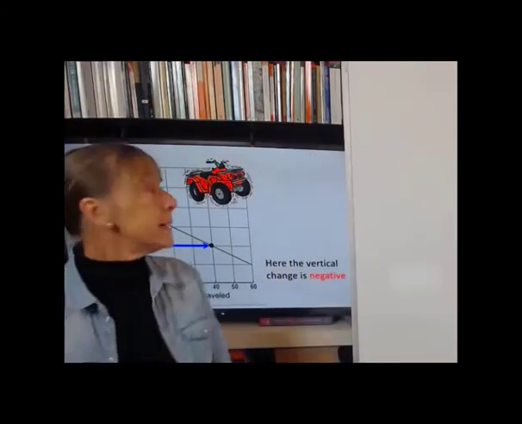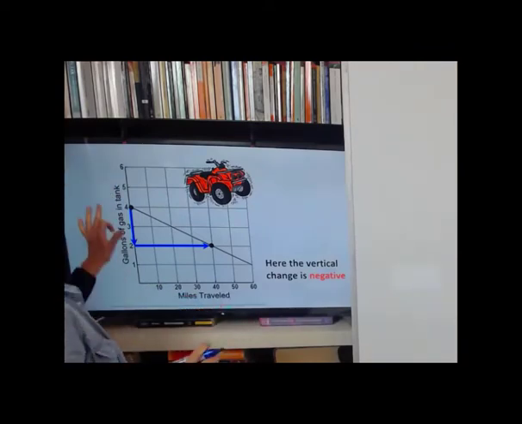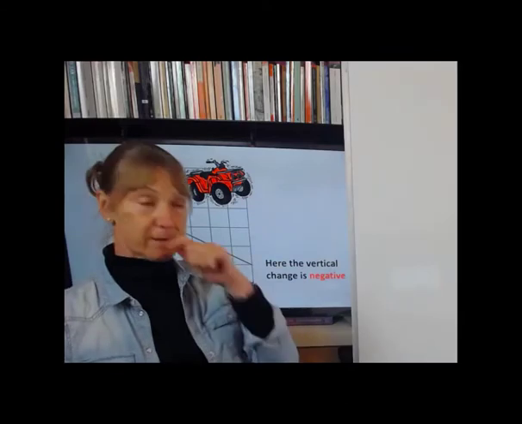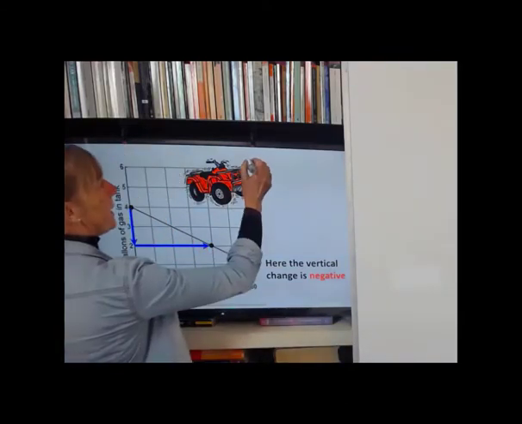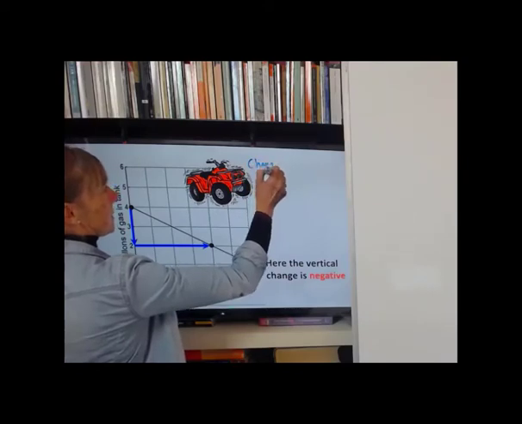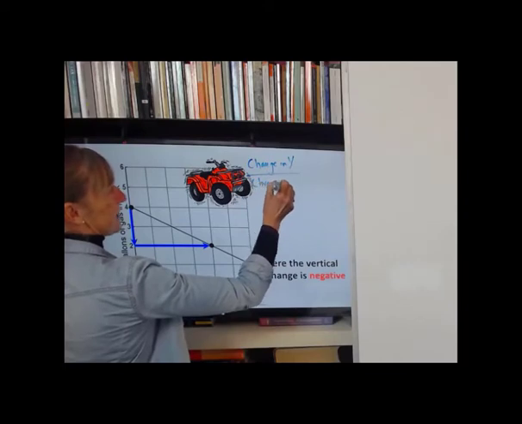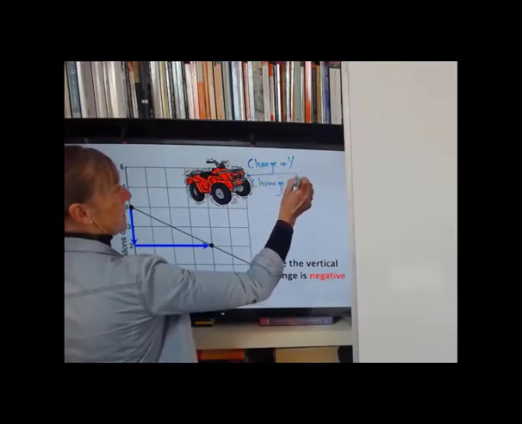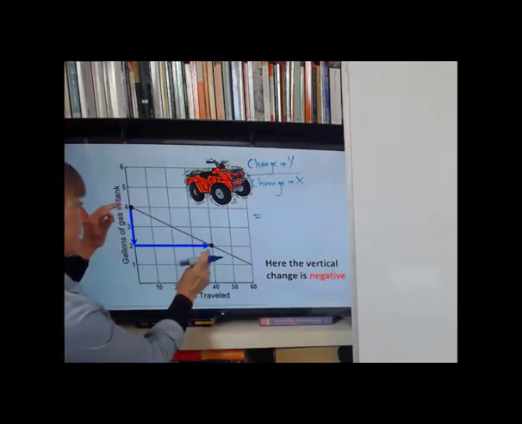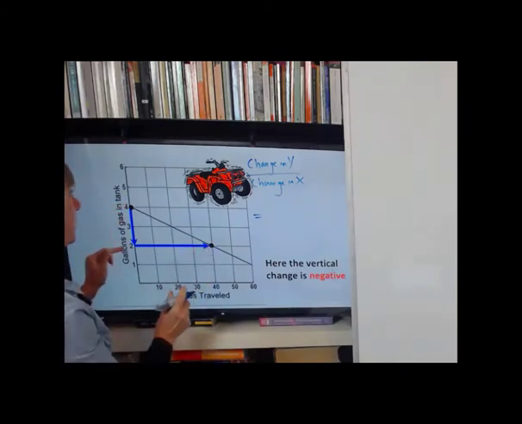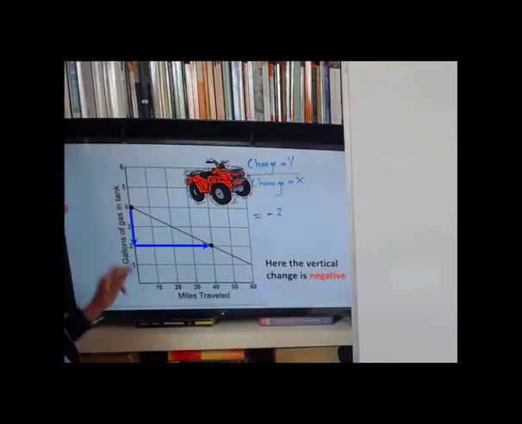But what about here? This is measuring miles travelled relative to gallons of gas left in the tank, remaining gas. So when we're looking at the change in y over the change in x, y has changed from 4 to 2 over this interval. So that's a minus number. That's minus 2. From 4 to 2 is minus 2.